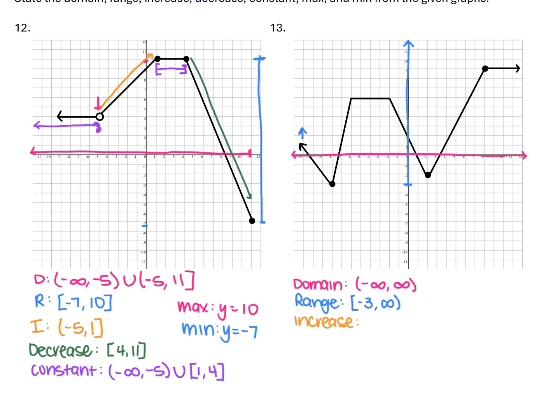Your increase values, you have more than one here. From left to right, you are going up from that -8 to that -6. Then again, from the 2 to the 8. So your increase goes bracket -8, comma, -6, close bracket, with a union of bracket 2, comma, we said that was 8, close bracket.